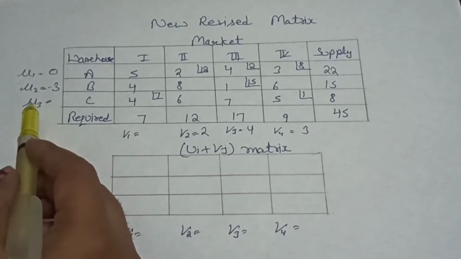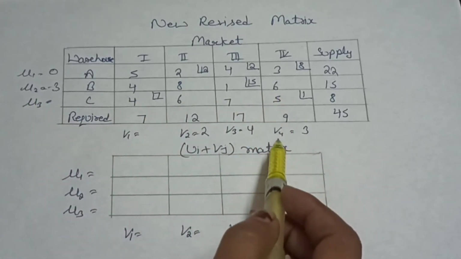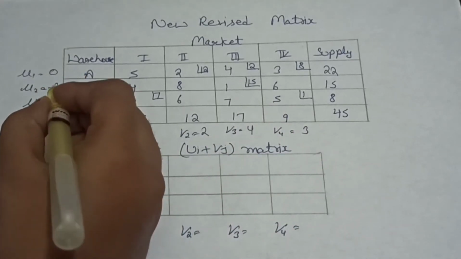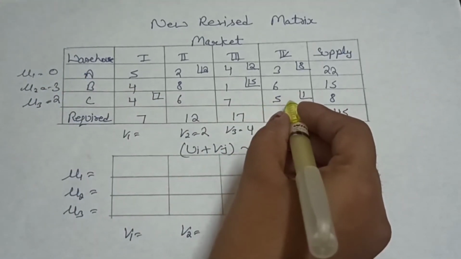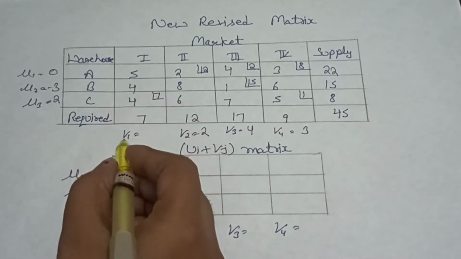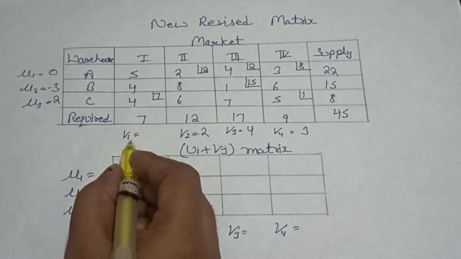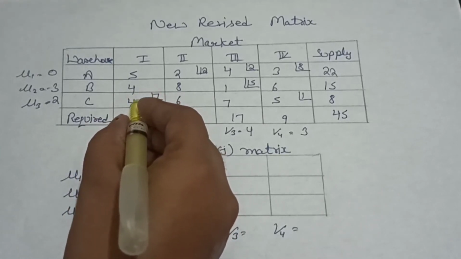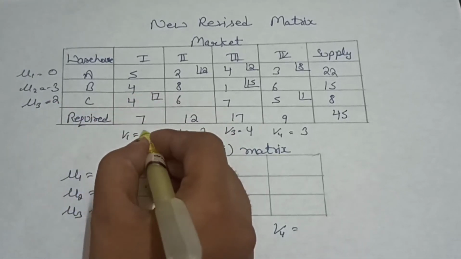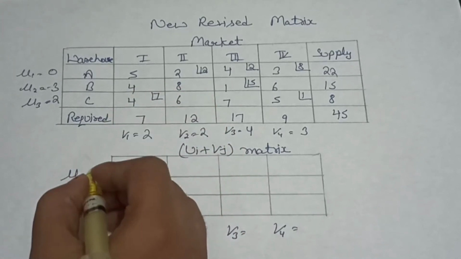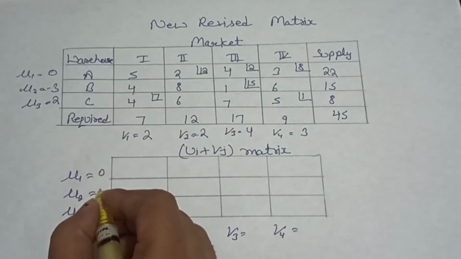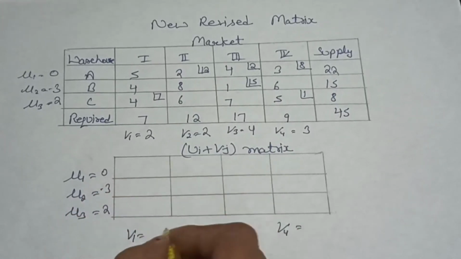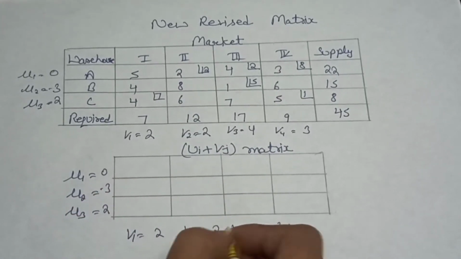Now we will calculate the value of u3 and v1. Here we have u3 plus v4 is equal to this cell. So u3 is equal to 2, because 2 plus 3 is equal to 5. Now we will calculate the value of v1. u3 plus v1 is equal to this cell, so 2 plus 2 is equal to 4. Students, you can see we have all ui values and all vj values. Here we will write these values.